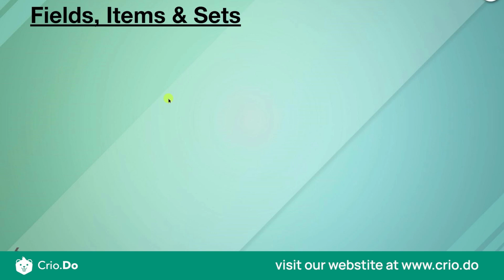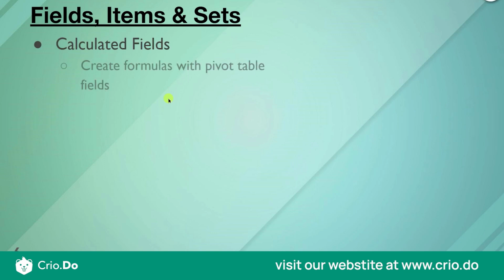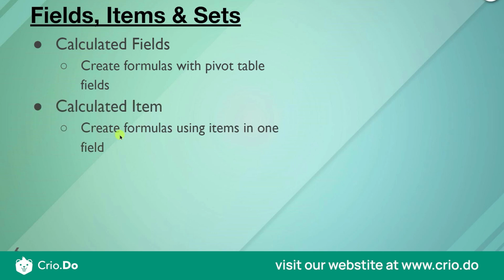First, we have fields, items, and sets. Calculated fields: what can we do with them? We can create formulas with the pivot table fields. We have already covered how to make a pivot table in Microsoft Excel. Now in this week, we are learning how to have our own field in a pivot table, that is a calculated field. And then we will come to the calculated item as well. There we will learn about creating formulas using items in one field.